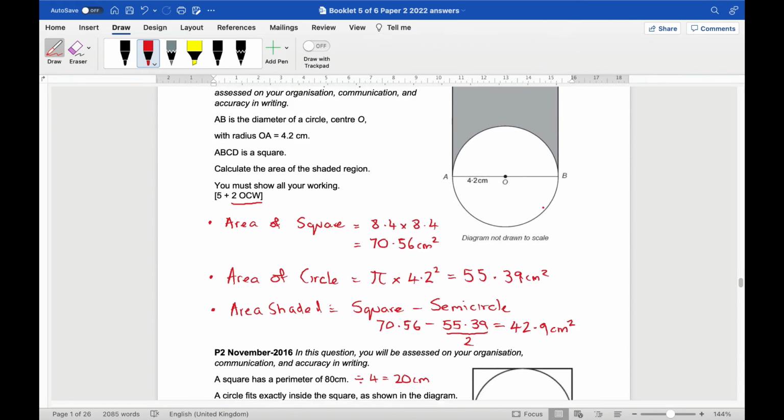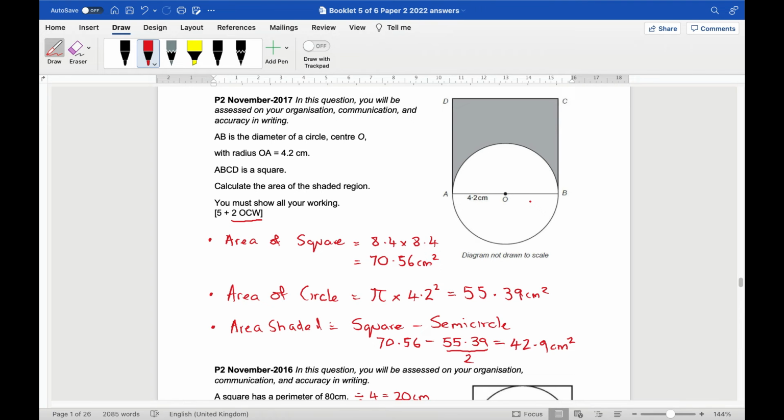Okay, a bit of a look at circles, I guess, just in case. We've done trapeziums, triangles, etc. We might as well. Here, it's a square. If that's 4.2, then that's 4.2, right? Therefore, the length of the square is 8.4. So the area of the square is 8.4 times 8.4. The area of the circle is pi times the radius squared, which is that.